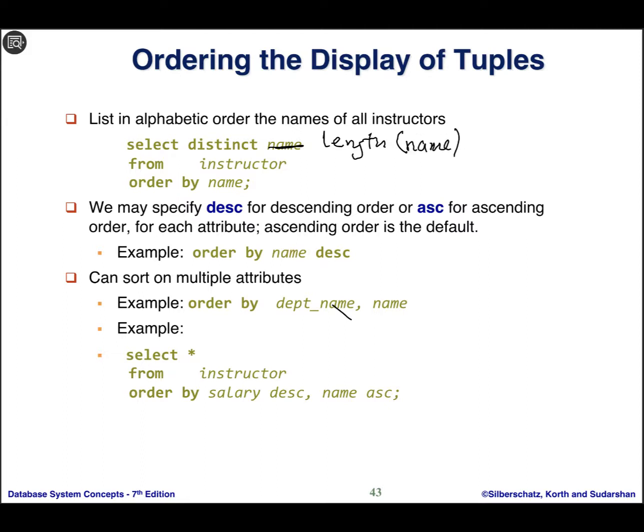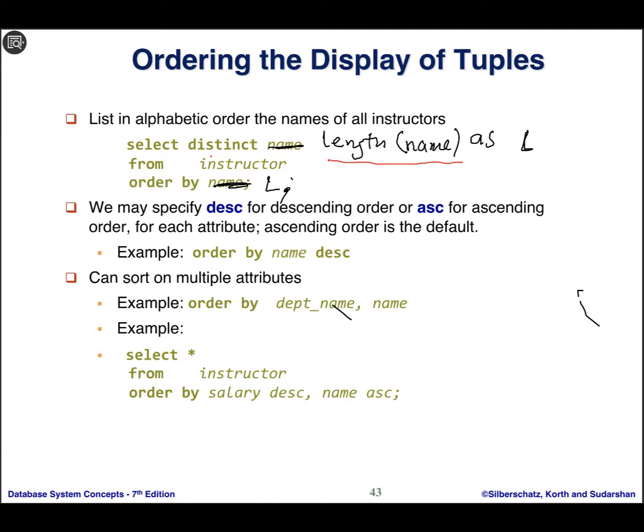Okay, and I said as L. Can you use as L? Yeah. From instructor, order by L. Can I do that? In other words, this function just computes, for every single name that we have, the number of characters. Since we have a distinct, that means we don't have a duplicate value.